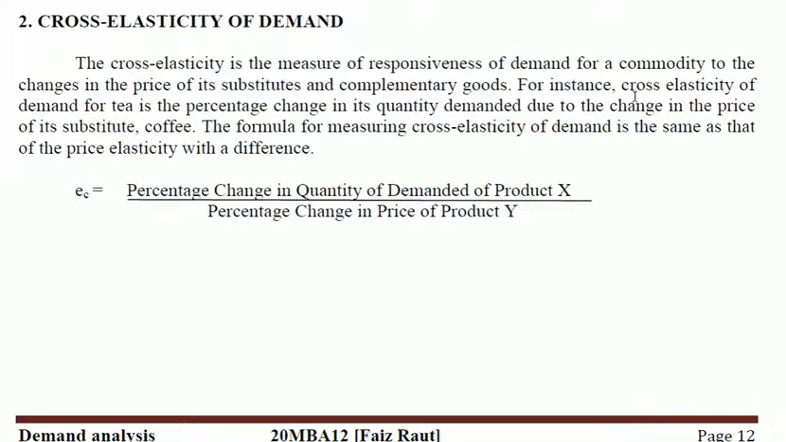Just for instance, the cross elasticity of demand for tea is the percentage change in the quantity demanded due to the change in the price of its substitute, coffee. So coffee can be considered a substitute of tea. Not very highly elastic, but still, if we don't have tea, people might tend to consume coffee, because again, tea and coffee are both hot beverages, the same category. They'll think, if I don't have tea, I'll have coffee.